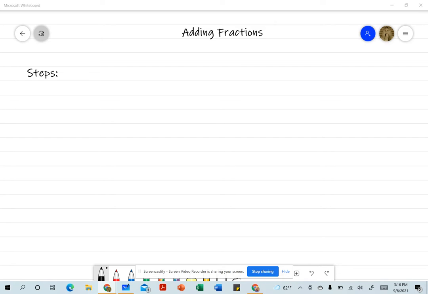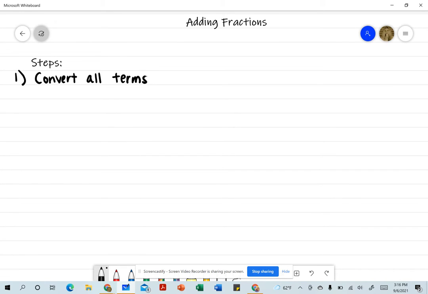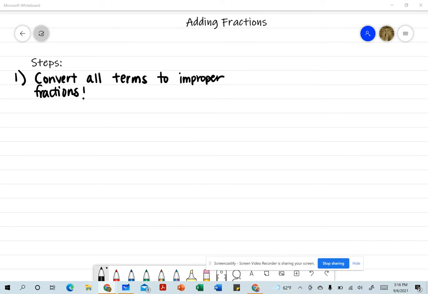So, step one, you need to convert all terms to improper fractions. Now remember, a term is a number or value that's separated by an operation. Now, I know some of you have learned this in the past, but some of you might forget. So I'm going to put off to the side what it means to convert a term to an improper fraction.